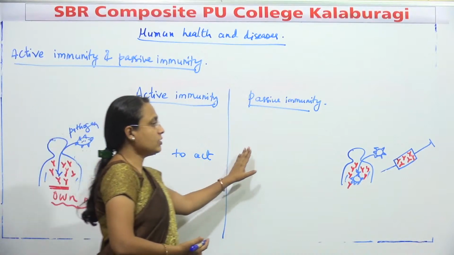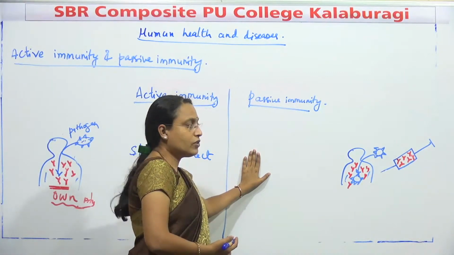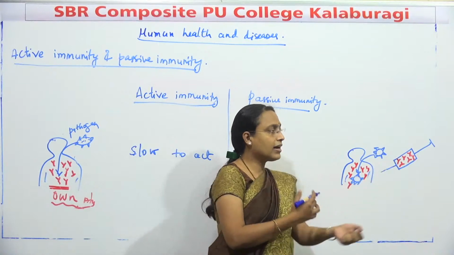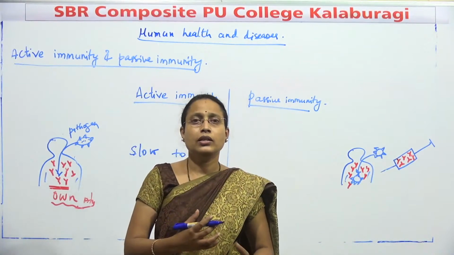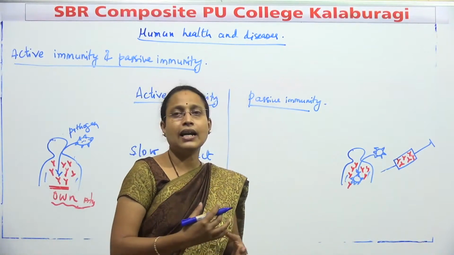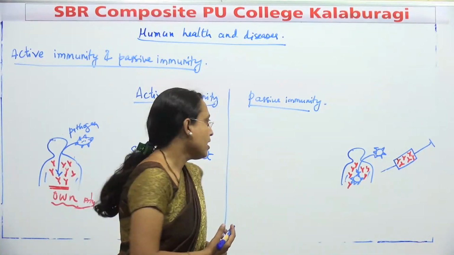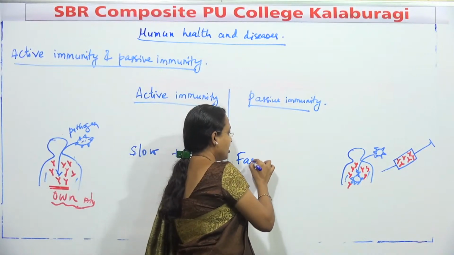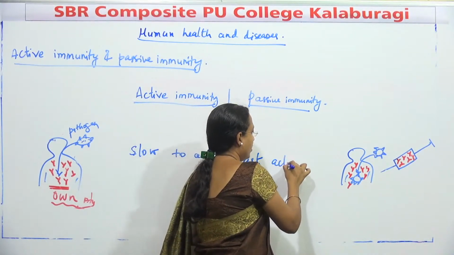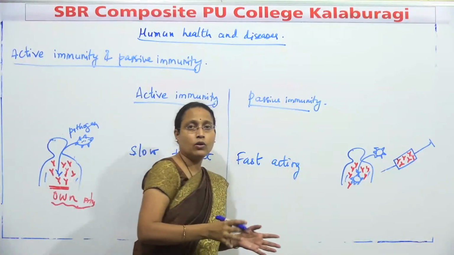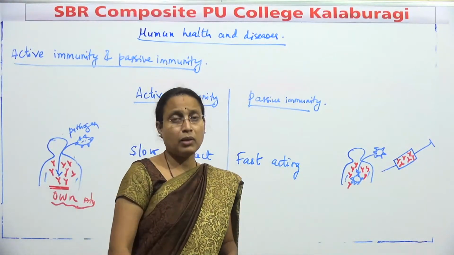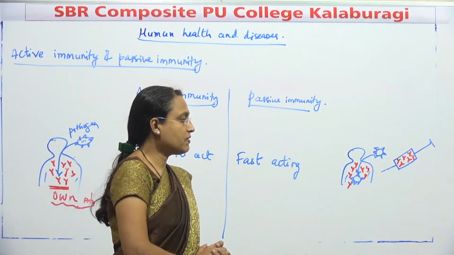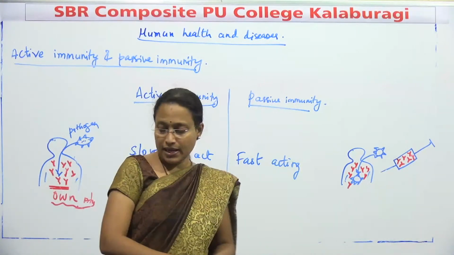Passive immunity is not like that. Ready-made antibodies are injected into the blood circulatory system, so instantly it will start acting. It is fast acting. It will start acting immediately, instantaneously. So this is the second difference between active immunity and passive immunity.